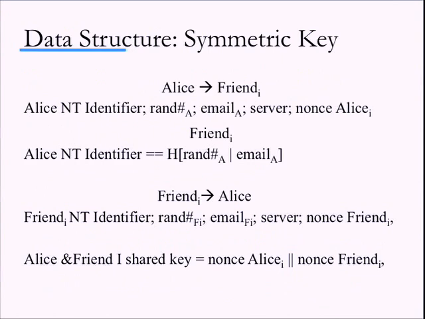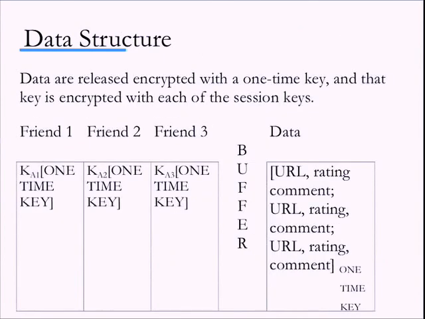And this is why we ended up with a server that was an email server for our website. What Alice sends to her friend is the random number and her email and a server and a nonce. Then the friend says, I'm going to get Alice's NetTrust identifier, confirm that it's random and email, the random number concatenated with the email and hashed, and the friend will send the same thing to Alice, and now Alice and the friend share a key. Now, because Alice and the friend share a key, they can use this key to protect the privacy of their history information.